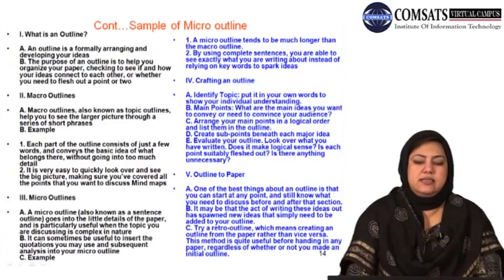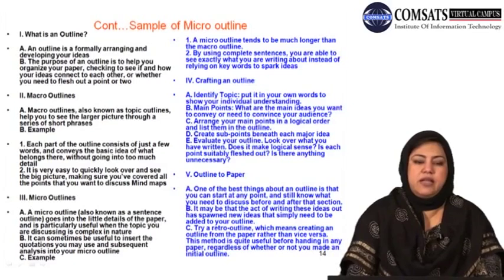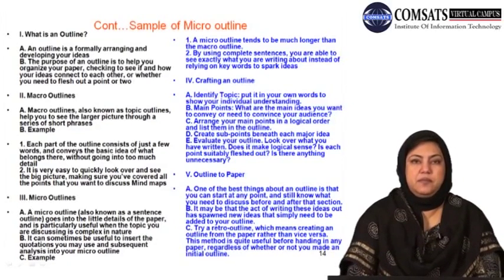Again, you can notice that the same 5 points as were used for the macro outline of the topic, writing an outline, are used as the main points. Number 1, what is an outline? Number 2, macro outlines. Number 3, micro outlines. Number 4, crafting an outline, and number 5, outline to paper.